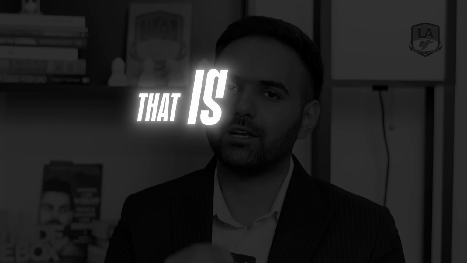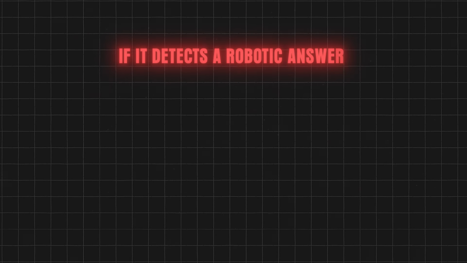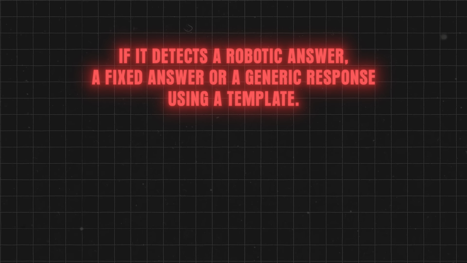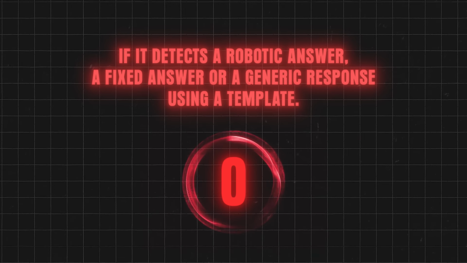Now, what used to happen earlier? Earlier, students used to just memorize templates which had no sense, whereby you have to just speak random sentences, doesn't matter what image type you used to get, and you used to get 90 or 19 speaking, but that is not the case anymore. PT's artificial intelligence is smarter, and if it detects a robotic answer, a fixed answer, or a generic response using a template, you will straight away get 0 in the task.